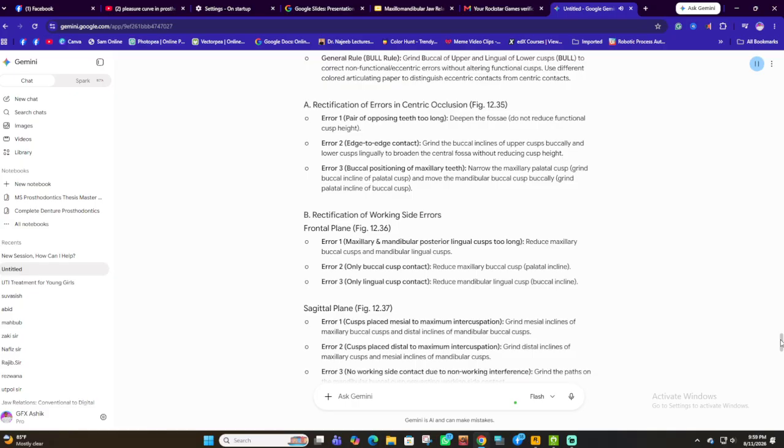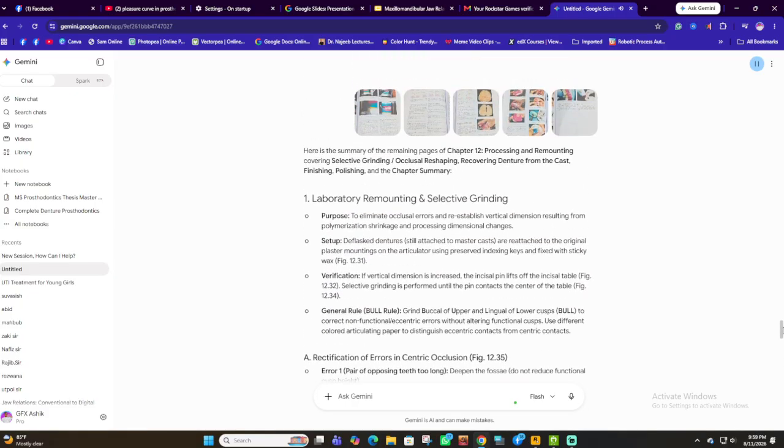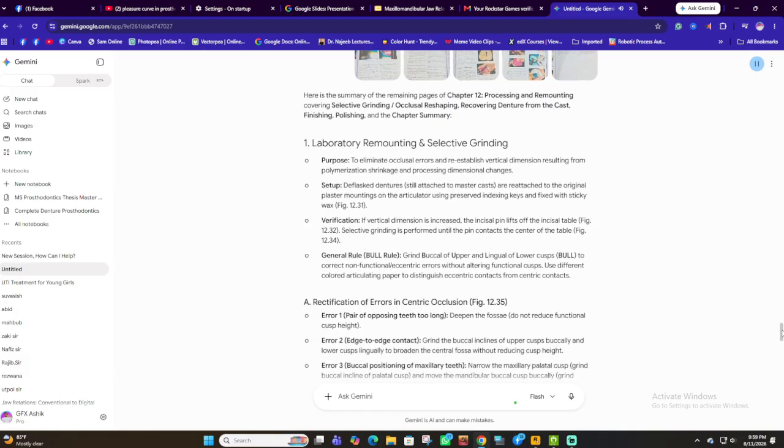Here is the summary of the remaining pages of Chapter 12, Processing and Remounting, covering selective grinding, occlusal reshaping, recovering denture from the cast, finishing, polishing, and the chapter summary.